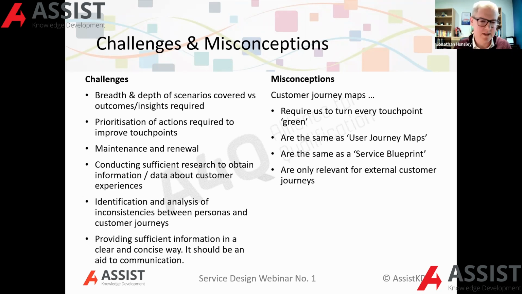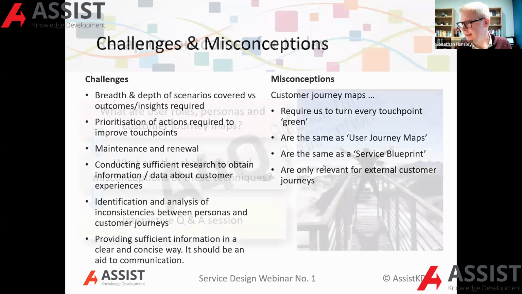There is also a misconception that it's the same tool as a service blueprint. It is not the same tool. They are related tools. The service blueprint shows you the back office activities that sit and underpin each of the touch points. And there's also a misconception that you can only use this tool for external customer journeys. You can use this tool to analyze and assess your internal user journeys, and employee journey is as relevant and useful to document using this technique as an external customer journey map.